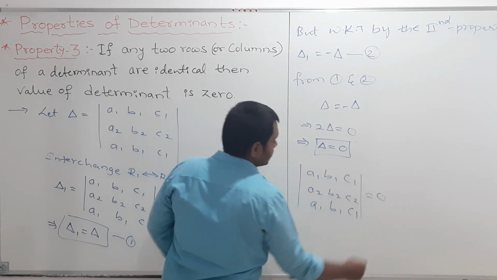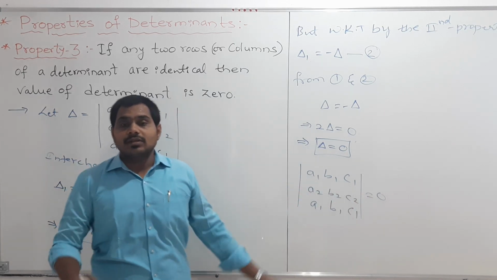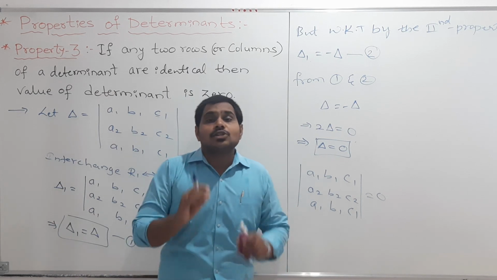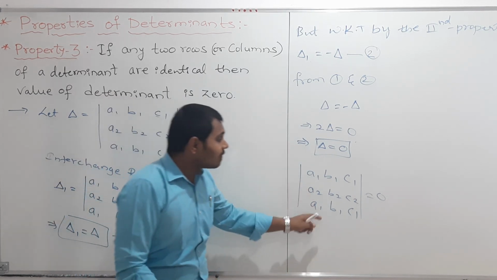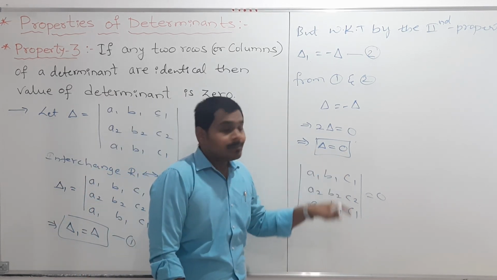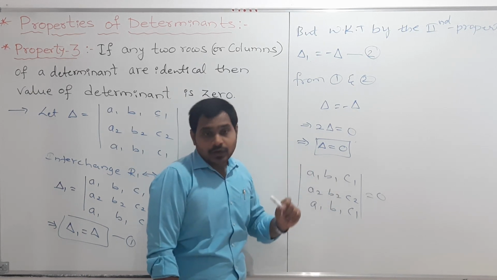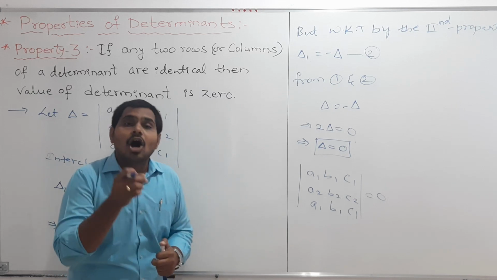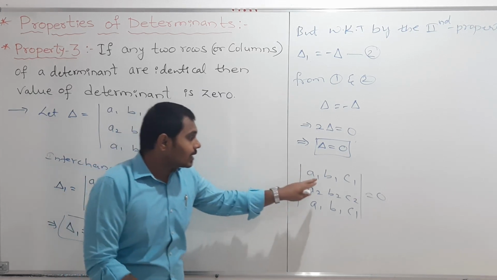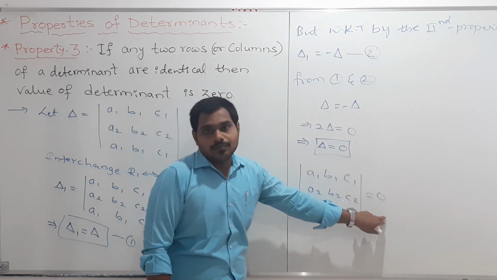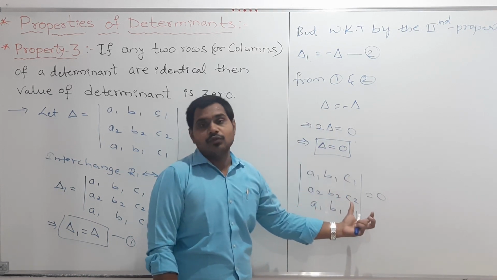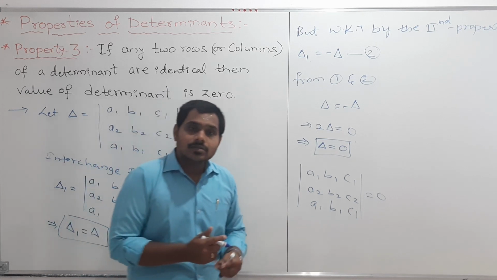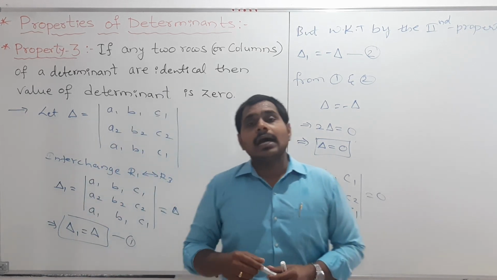So therefore, this determinant value is equal to 0. I just verified this result. This is the third property. Always remember, whenever you have a determinant, if any two rows or any two columns are identical or the same, then the determinant value is equal to 0. So this is the proof. Clear? I hope you understood. If you have any doubts, you can comment, I will reply.